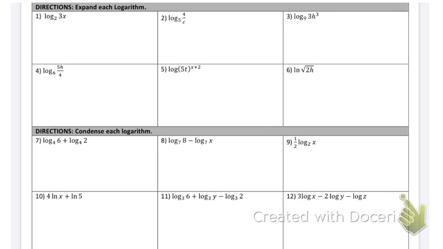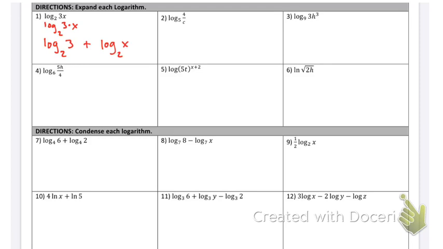Let's do number 1. So number 1, what you'll notice is we have multiplication. This is 3 times x. So if you want, it really looks like this. And we know to expand, we want to create more logs. We have one log, we want to create more when it says expand. So multiplication actually turns into addition. So I can write the multiplication into 2 separate logs, and I can turn it into addition. So that's how you do that one.